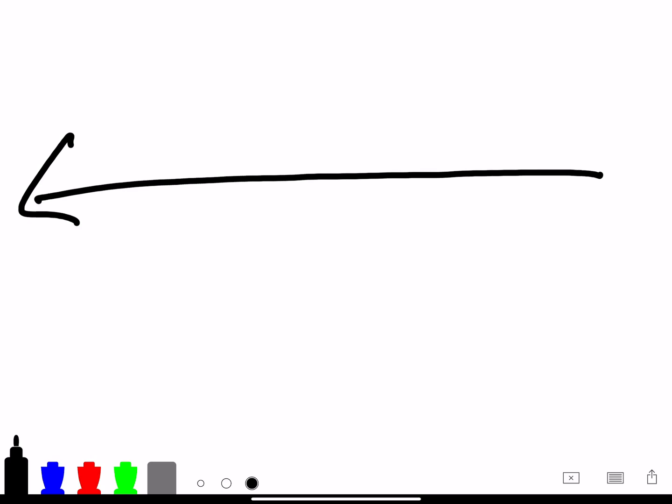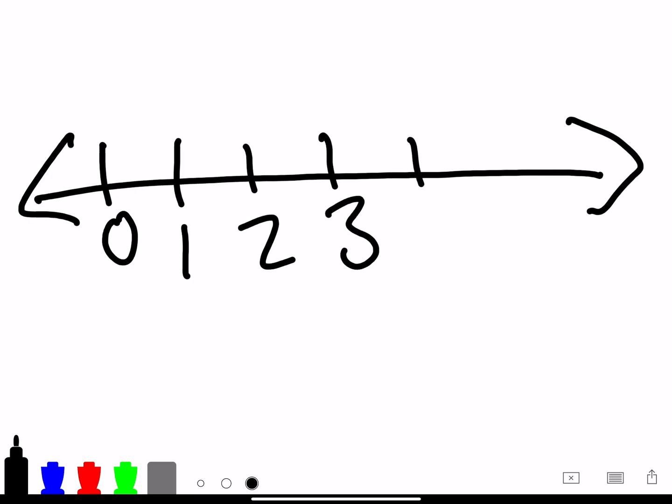So I'm going to erase this and we're going to start over and we're going to think about counting back. Now, since we counted forward, what do you think counting back means? So counting back is like we're heading back home. So we're heading to home base, which is 0.